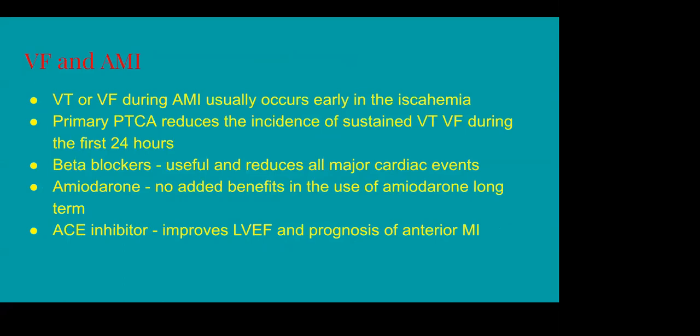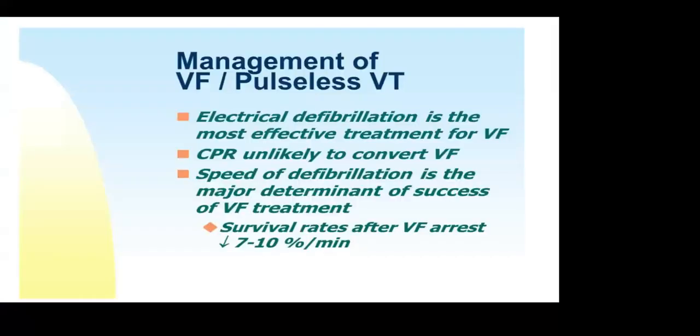A VT or VF during an MI usually occurs early in the ischemia. Primary PTCA reduces the incidence of sustained VT or VF during the first 24 hours. Beta blocker may be useful and reduce all major cardiac events in all studies. And amiodarone, on the other hand, there was no added benefit in the long-term use of amiodarone. In actual fact, the outcome was worse with the use of amiodarone during the acute period. And of course, ACE inhibitor in anterior MI improves LV function and the prognosis of an anterior MI.